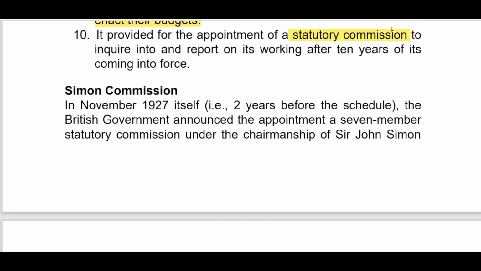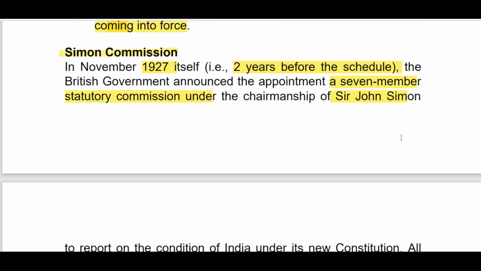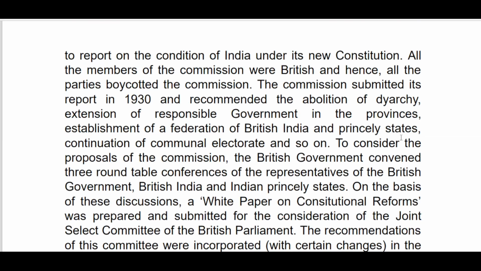It provided for the appointment of a statutory commission, so that there can be an inquiry into and report on its working after 10 years of coming into force. Simon Commission. In 1927, 2 years before the schedule, the British government announced the appointment of a 7-member statutory commission under the chairmanship of Sir John Simon to report on the condition of India under its new constitution.